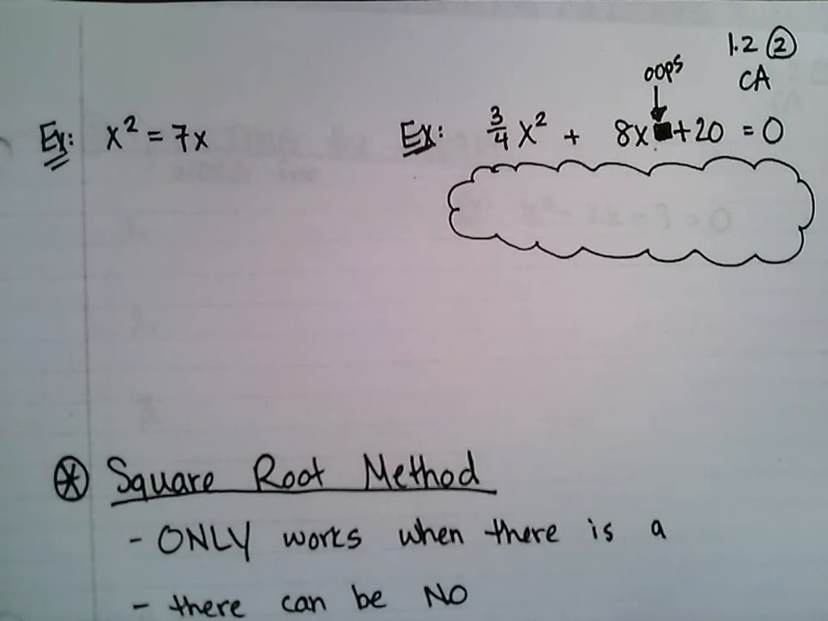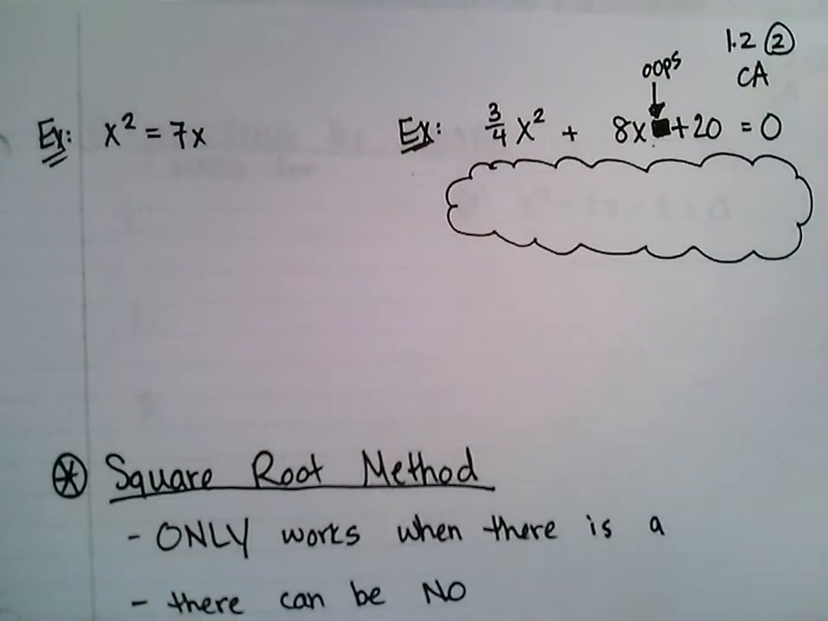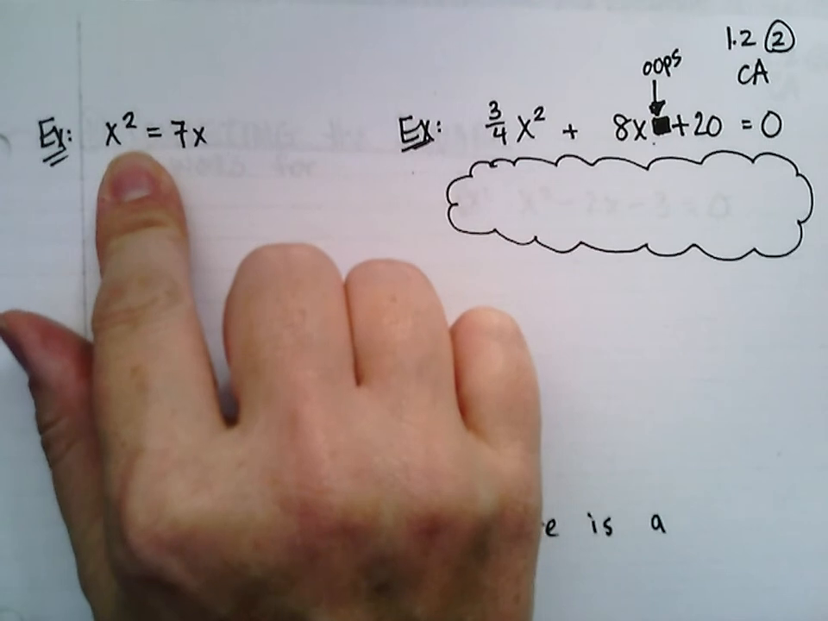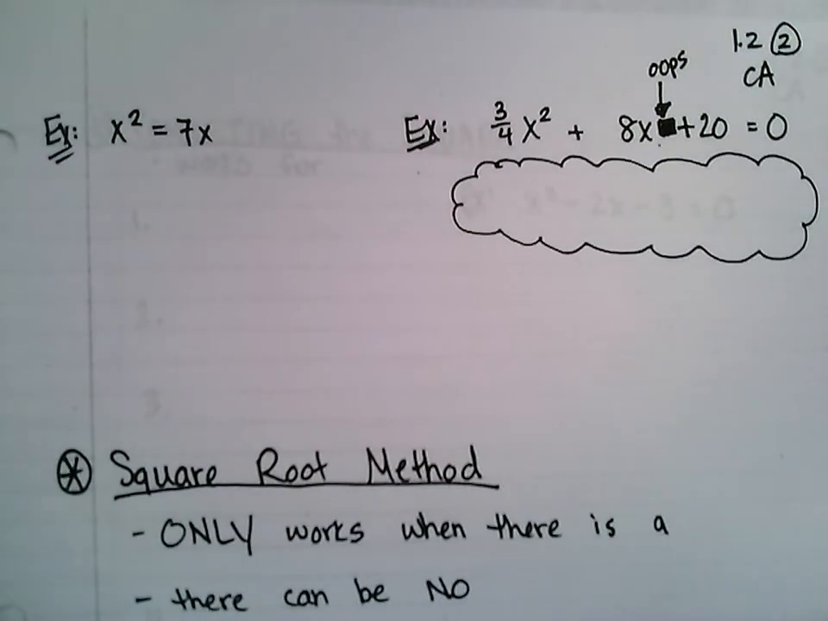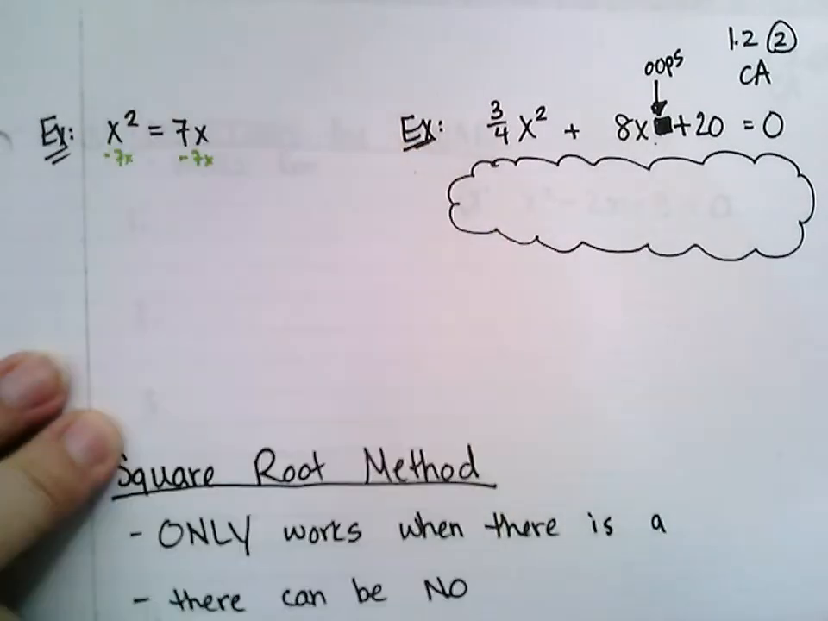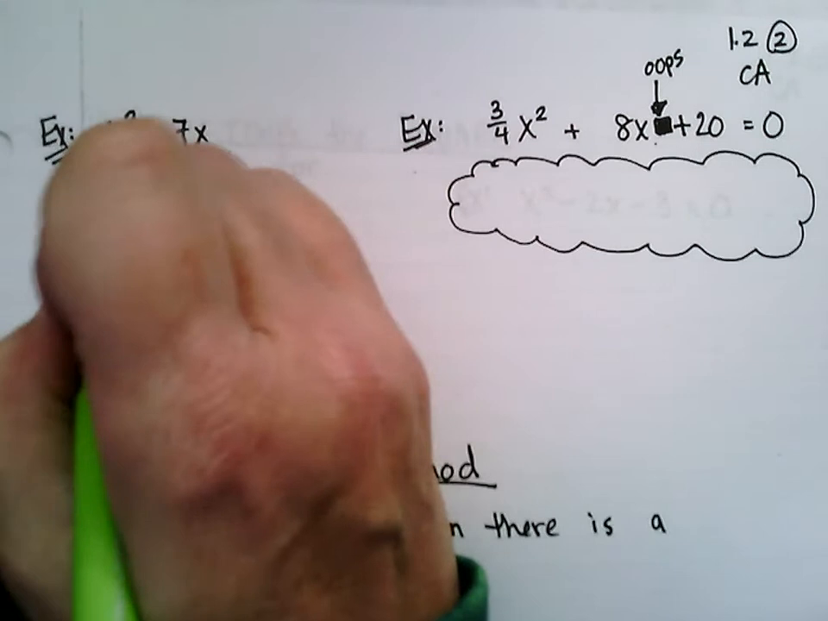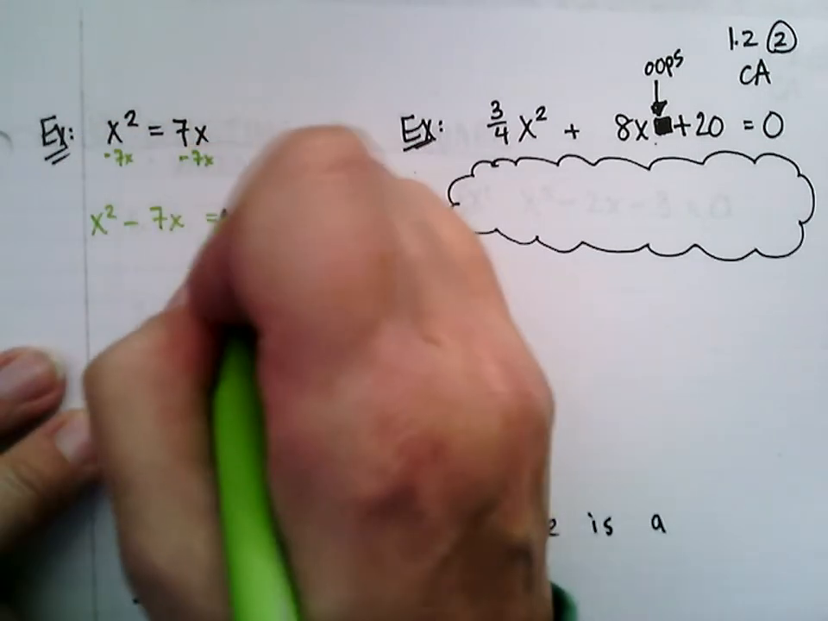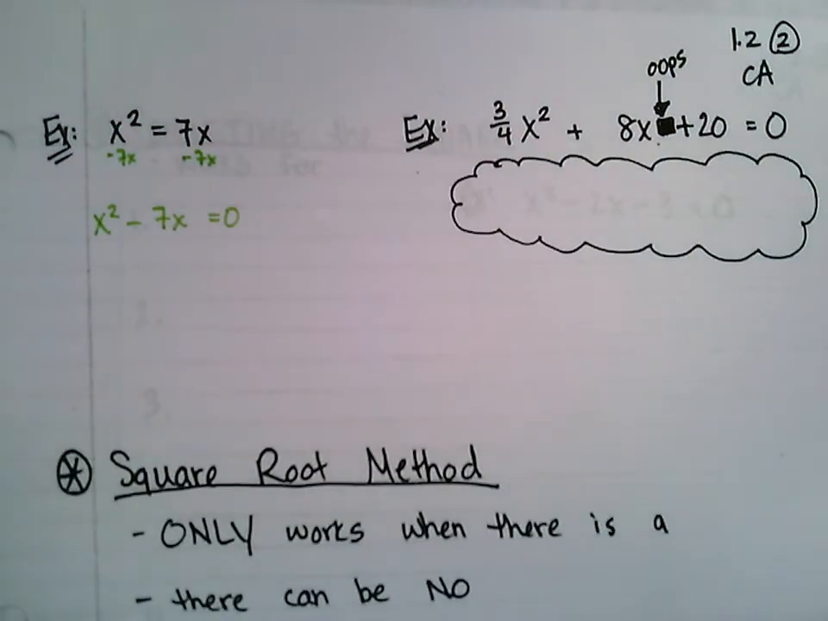So again, we're going to solve by factoring. So this one here, we got to start out by making it equal 0 because that's the first step in solving by factoring. So I will subtract 7x over here from both sides. So I get x squared minus 7x equals 0. The next step is to factor it.